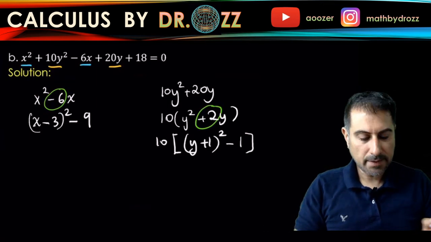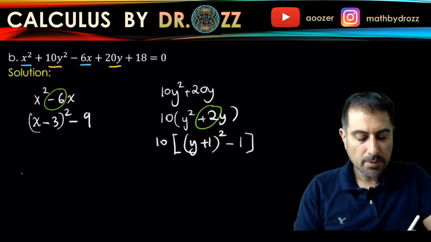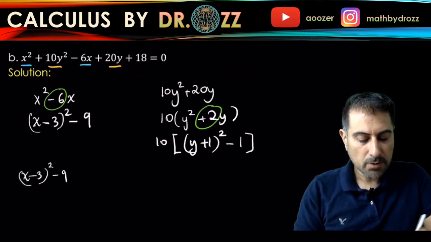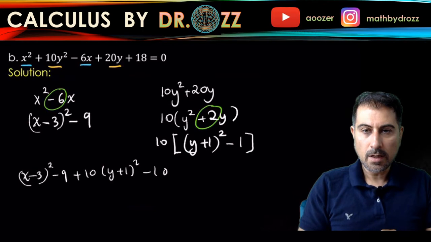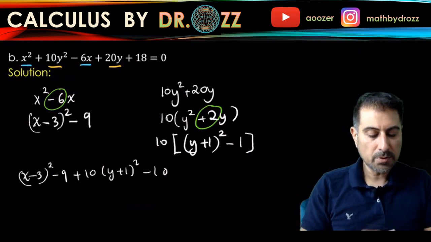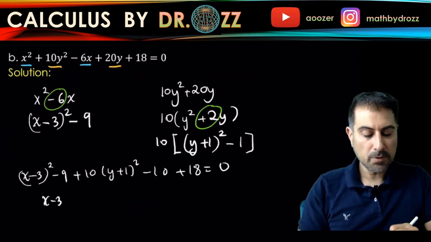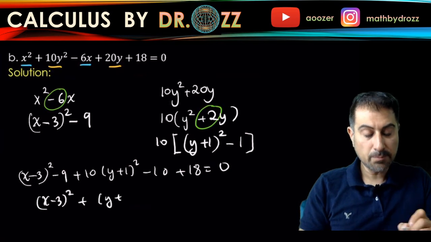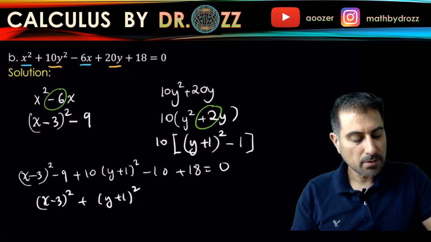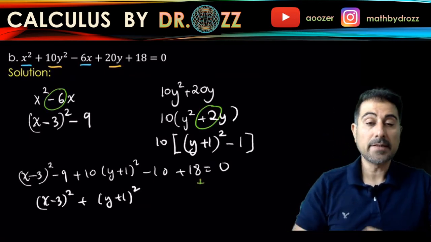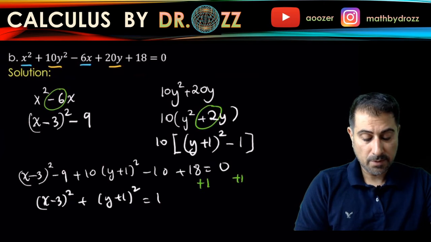All right, so let's bring everything together. I have x minus 3 squared minus 9 plus 10 times y plus 1 squared minus 10, taking care of all the terms in the equation, plus 18 is equal to 0. This implies that x minus 3 squared plus 10 times y plus 1 squared equals negative 19 plus 18, that's negative 1. And I'm going to add 1 to both sides of the equation so that I have a 1 on the right-hand side, which aligns with the standard form of the equation of an ellipse.